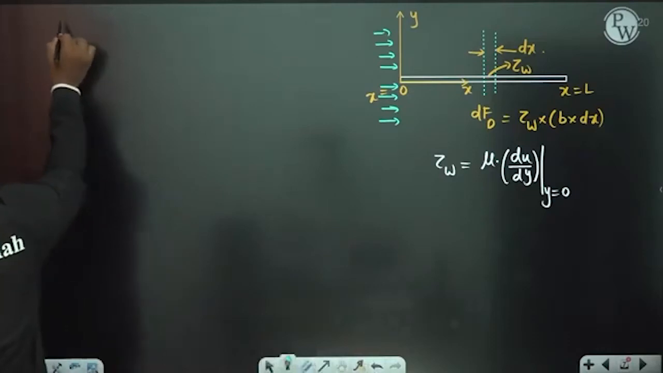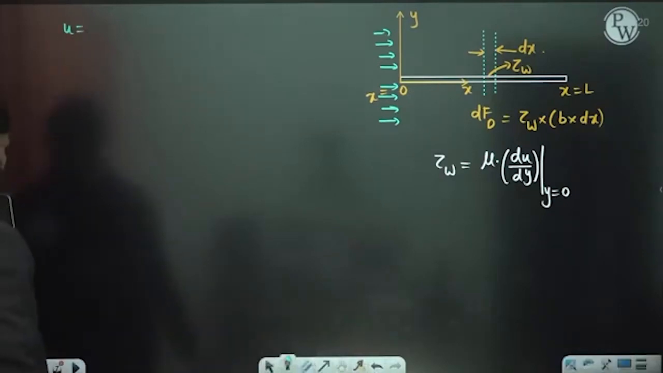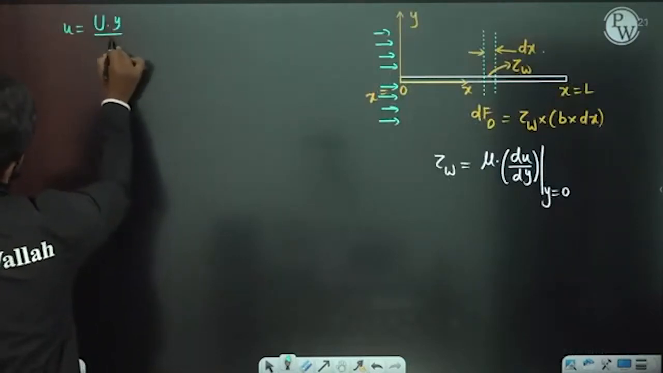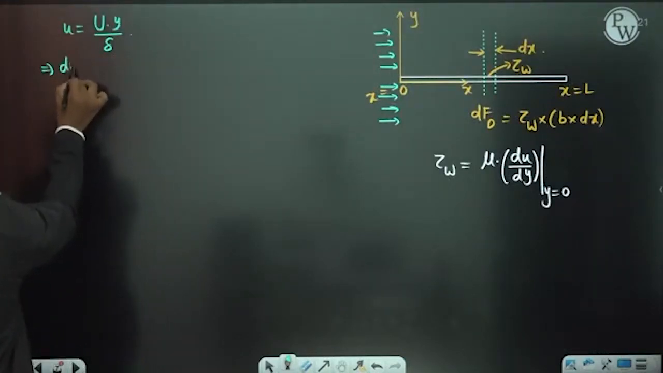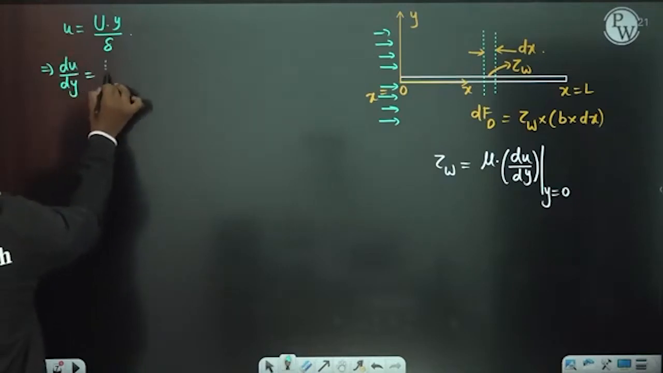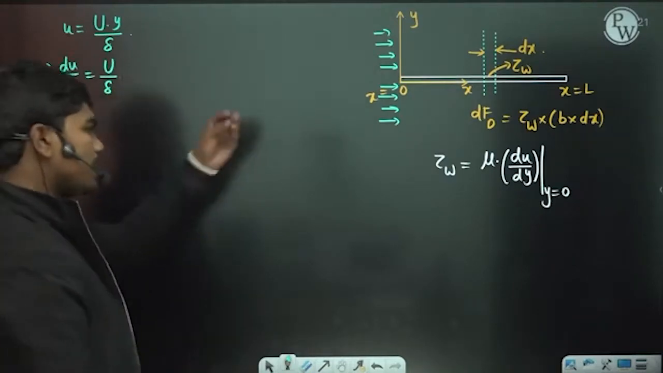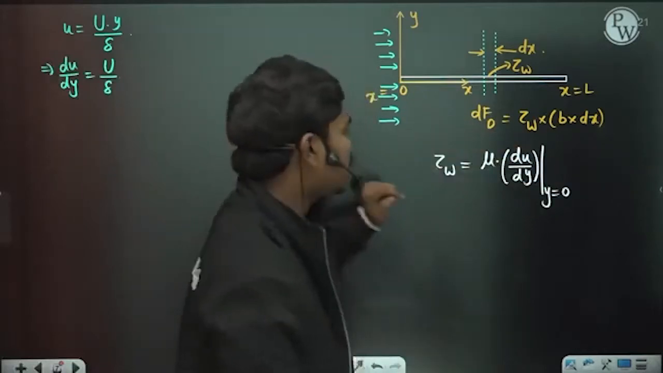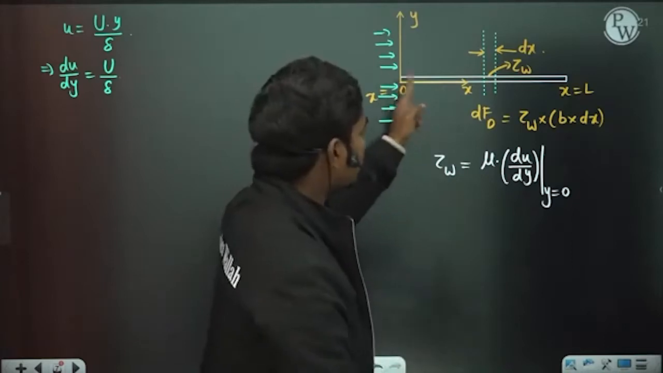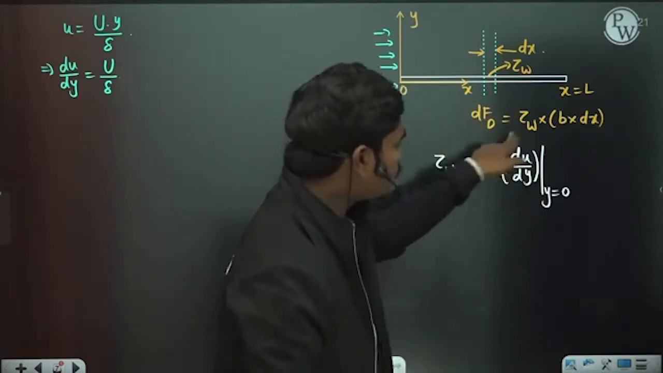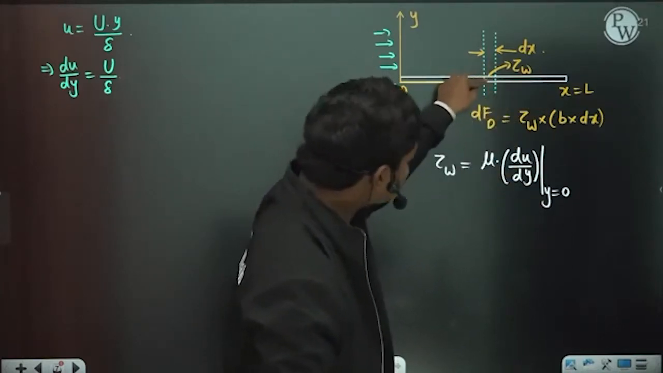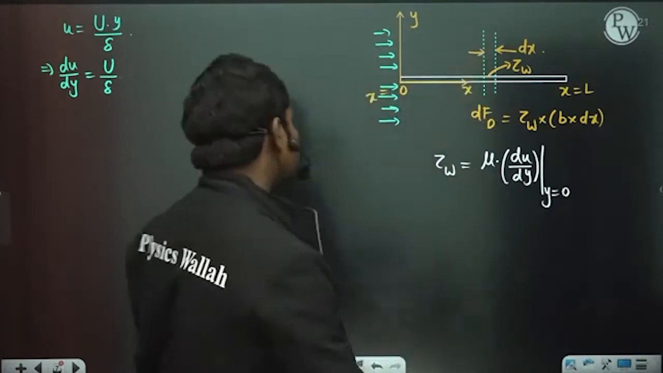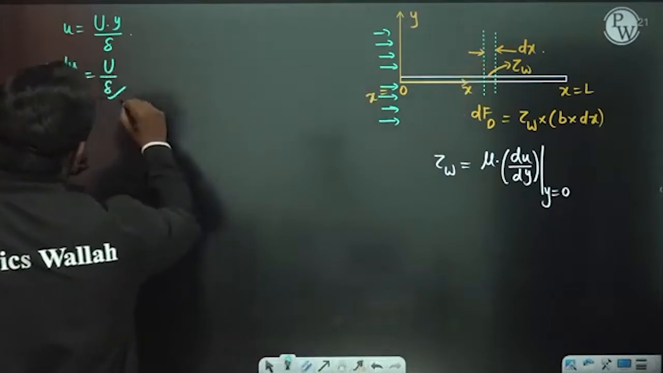u is equal to capital U y by delta. It is a linear function, so du by dy is equal to capital U by delta. That's it. At y equal to 0 or at any other value, this velocity gradient is a constant value, which is U by delta. But delta changes with location, so definitely du by dy changes with respect to location. But at any y coordinate at a given location, this tau is the same.